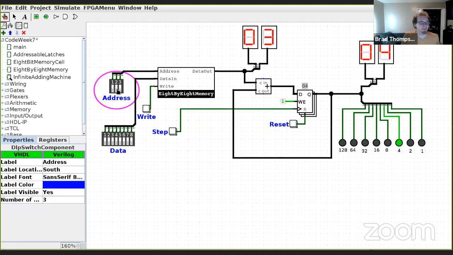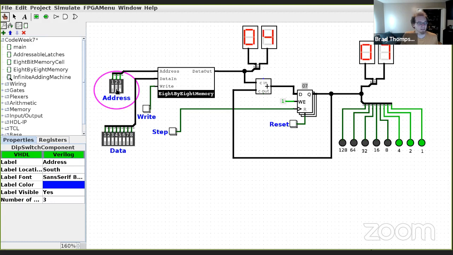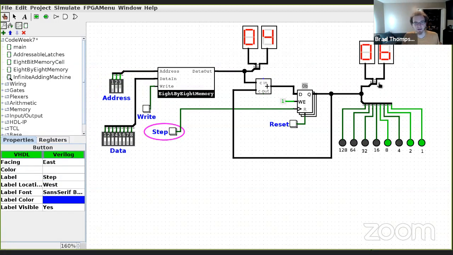I go to my next address and run. I get a 7. Go to my next address, which has a 4 in it, and add 4 plus 7, which should give me 11. Since this is hexadecimal, that should be a B, which it is.